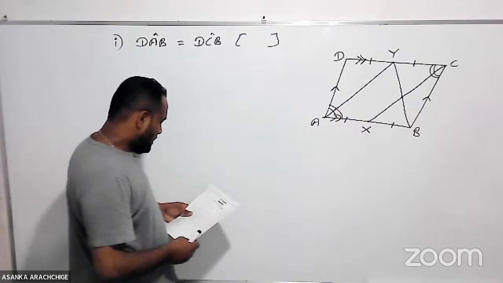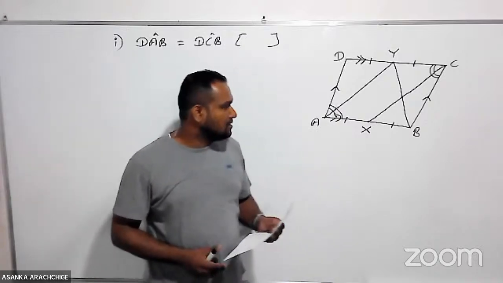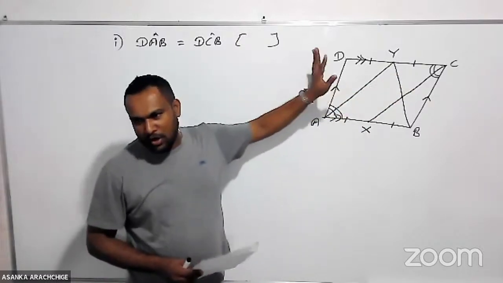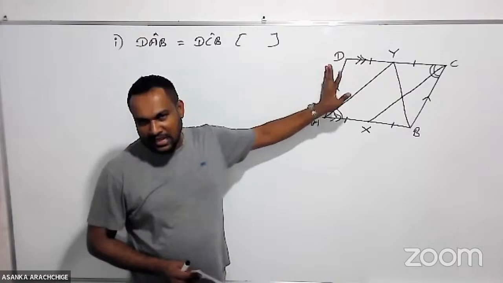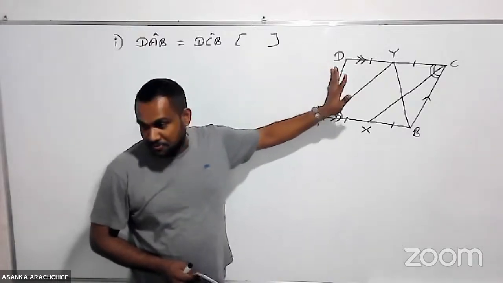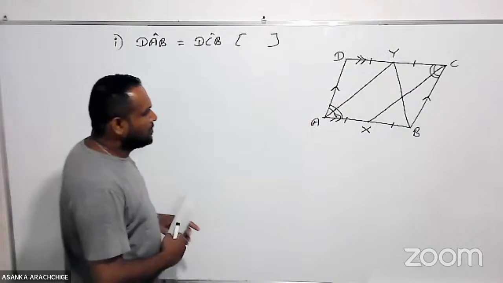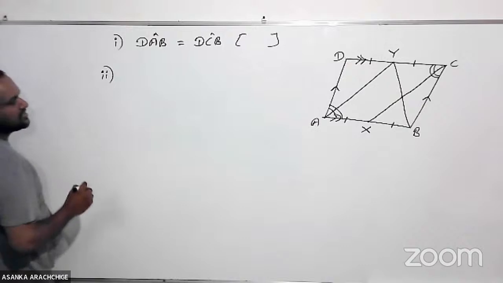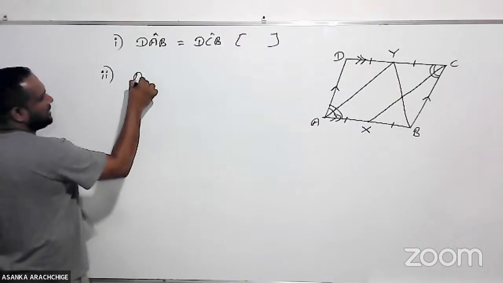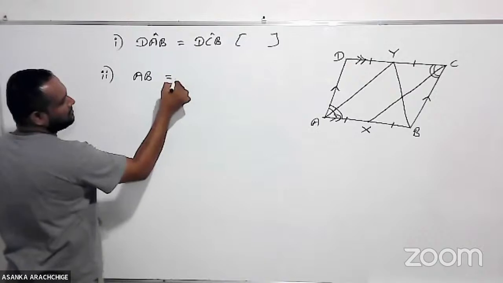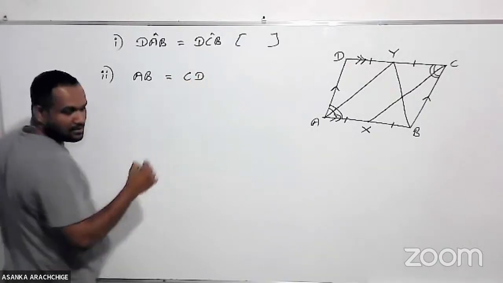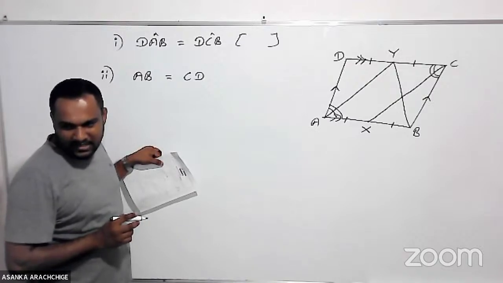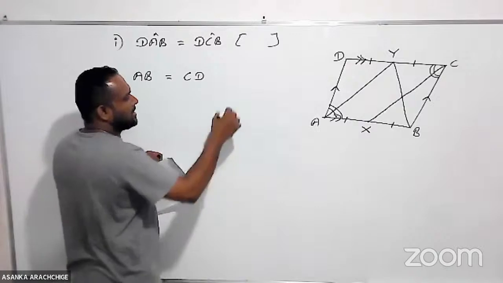Then prove that AX is equal to YC. I have already put the equal signs there, but now we have to prove it too. Okay, fine. This is how we can do it. Number two, you can say AB is equal to CD. Is that true? Reason? Opposite sides of a parallelogram.